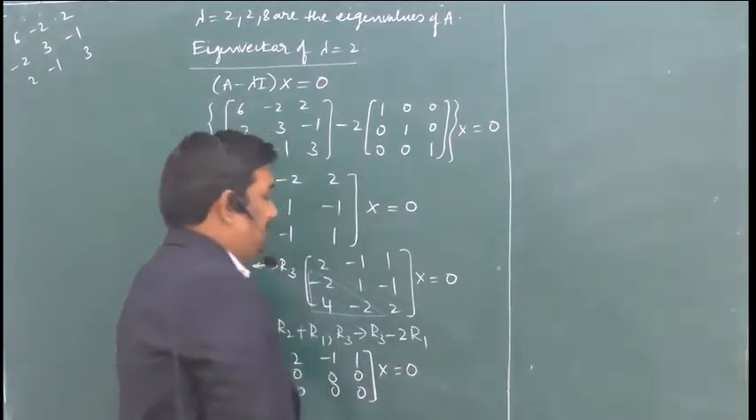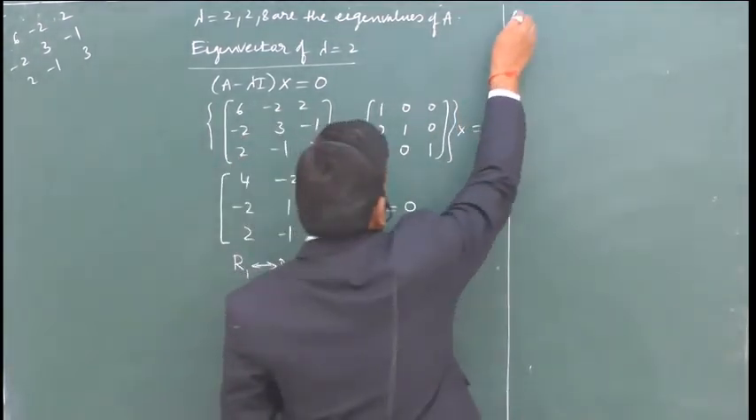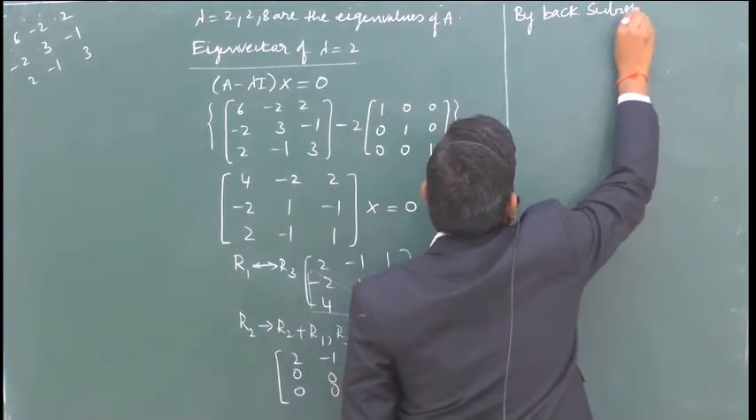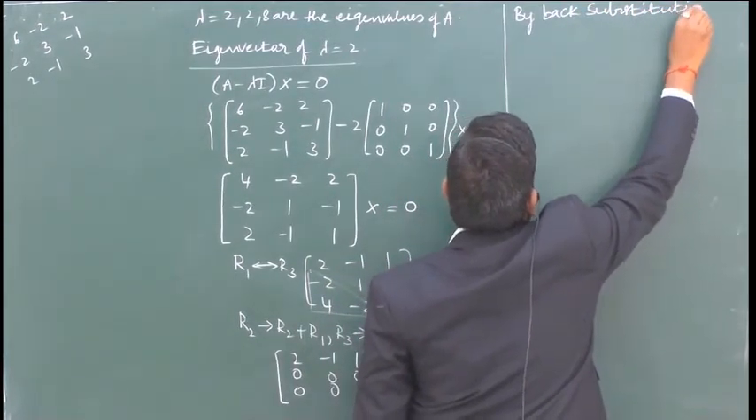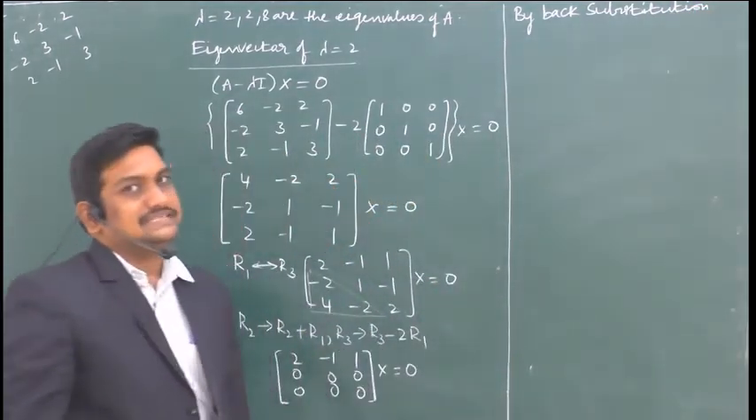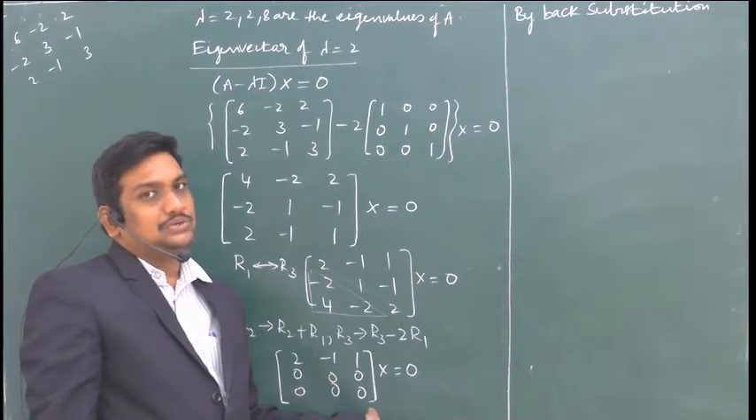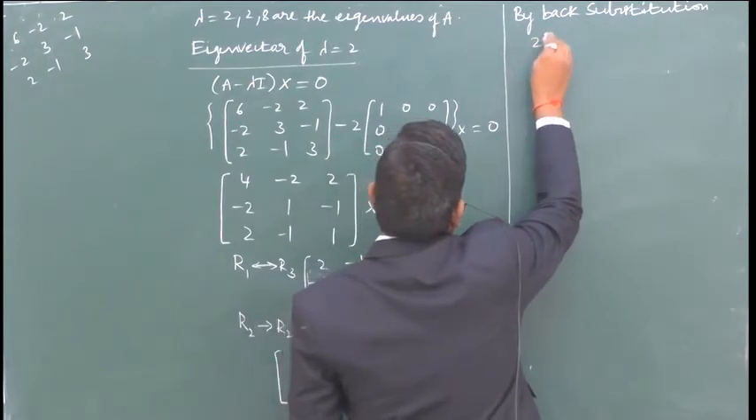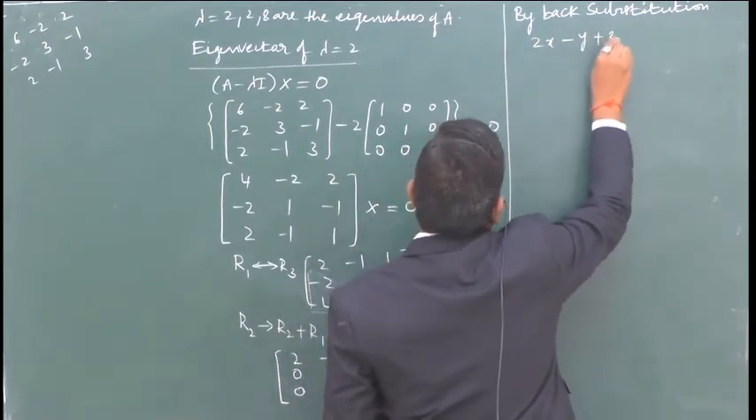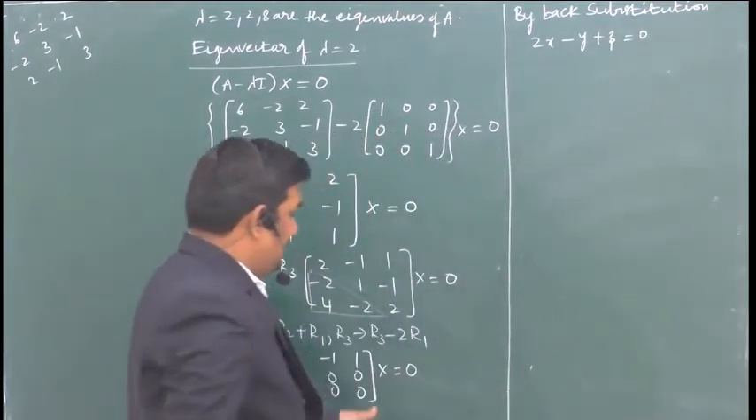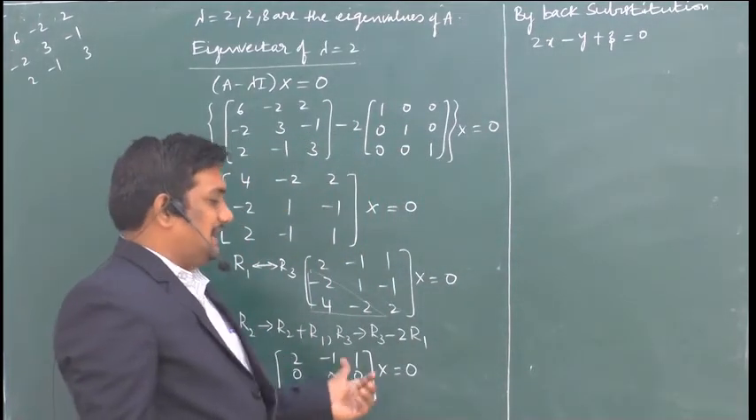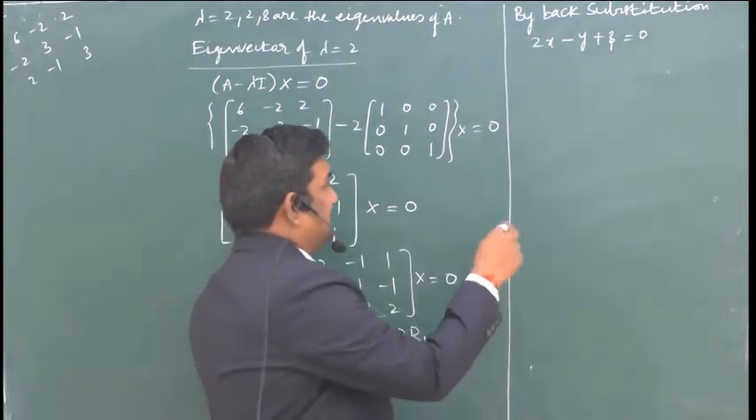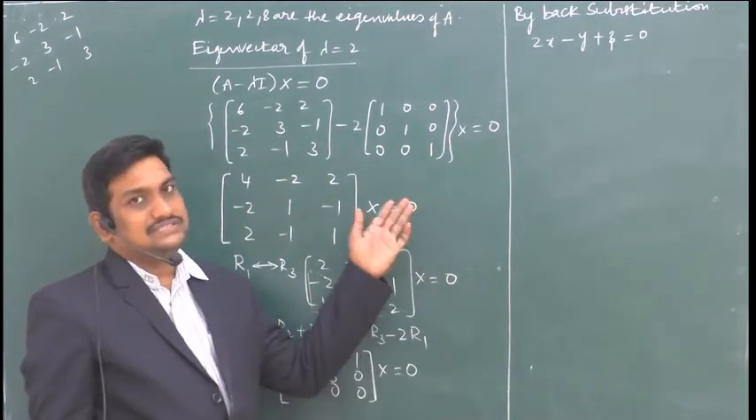Now apply back substitution. Back substitution means writing the matrix notation as a system of equations. So it will be 2x minus y plus z equals 0. Assuming capital X as the column matrix xyz and multiplying this coefficient matrix with the column matrix xyz, you will get that equation, and the other equations have coefficient 0.